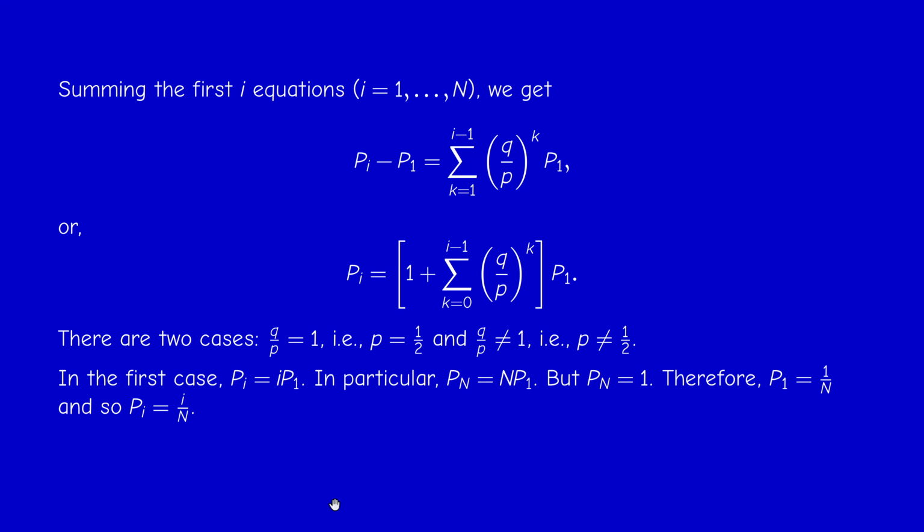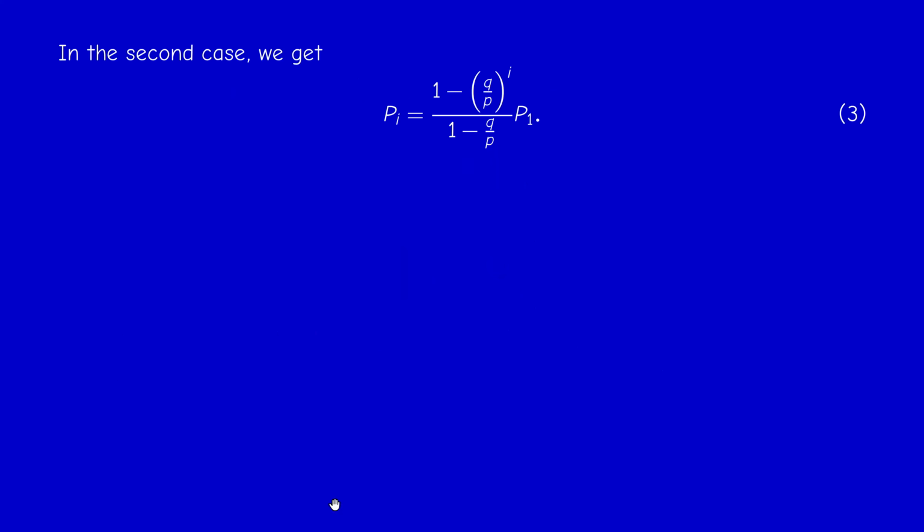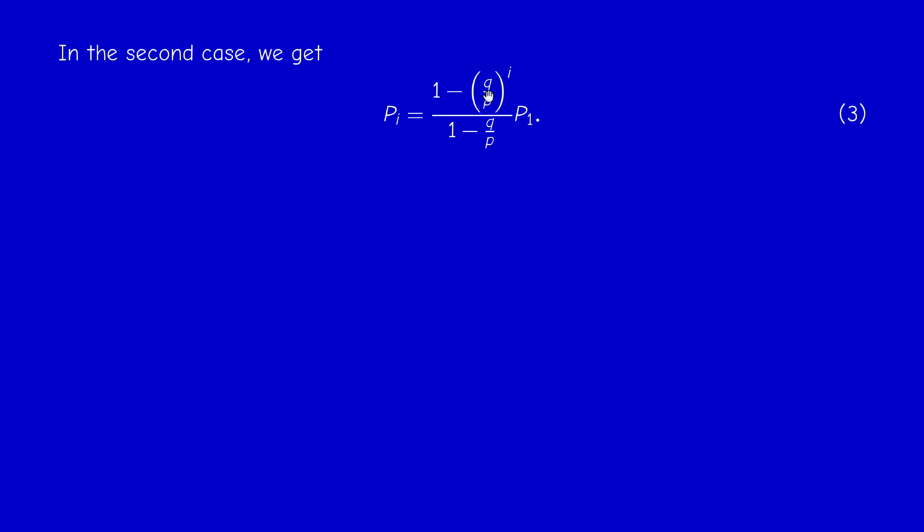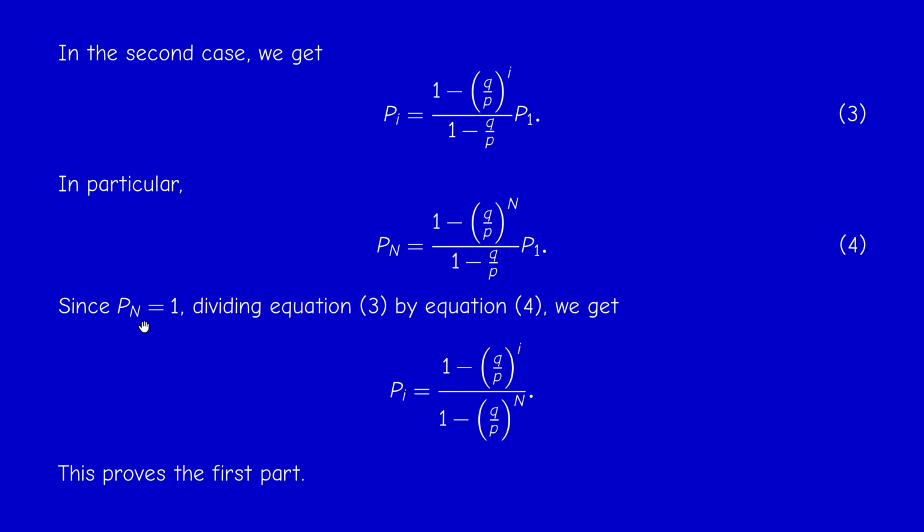Now, if q over p is different from 1, so p is different from 1/2, there's a formula for this. It's the sum of r to the k from 0 to i minus 1, so it's (1 minus r to the i) over (1 minus r). So we get this relation easily, and that's it. In particular, we get the formula for P_N. And now we use the boundary condition P_N equals 1, and we find that P_i is equal to this ratio. This is just algebra. Once again, you are not obliged to memorize these formulas.